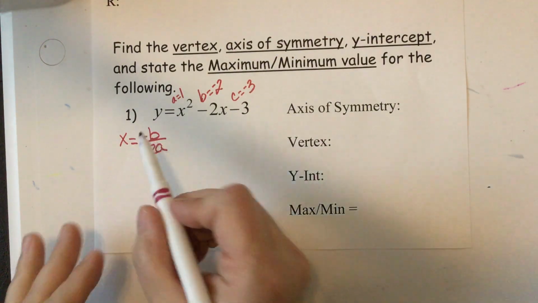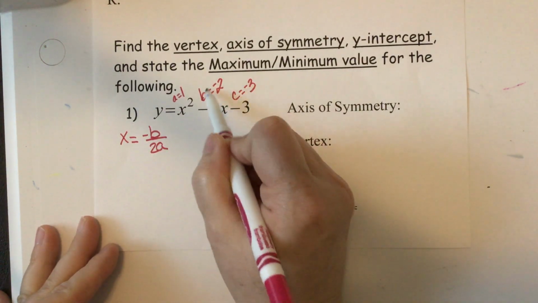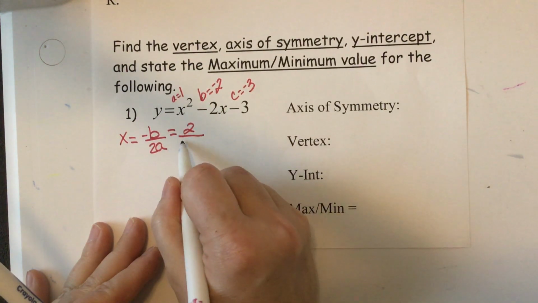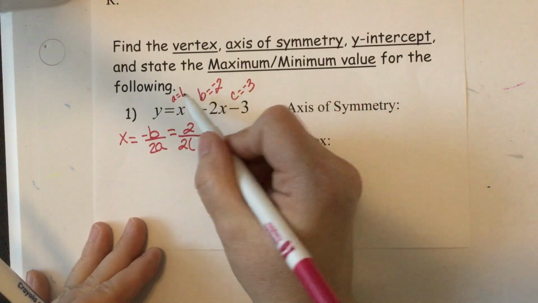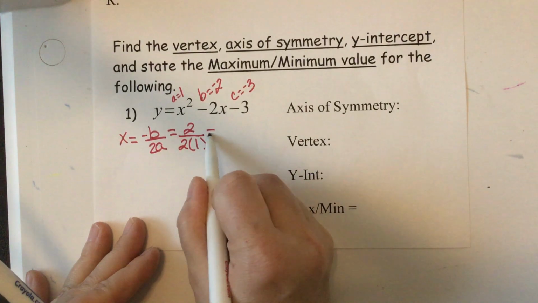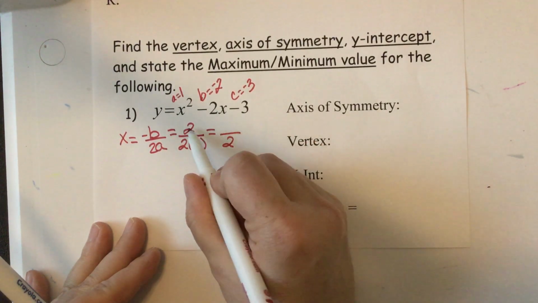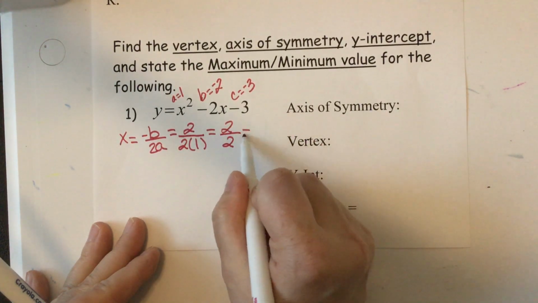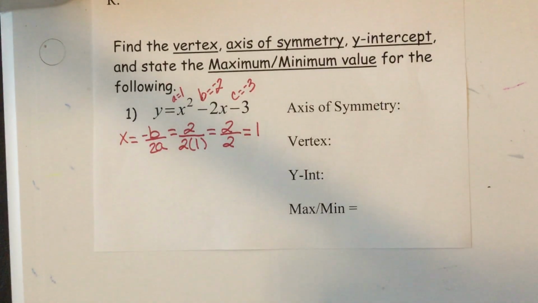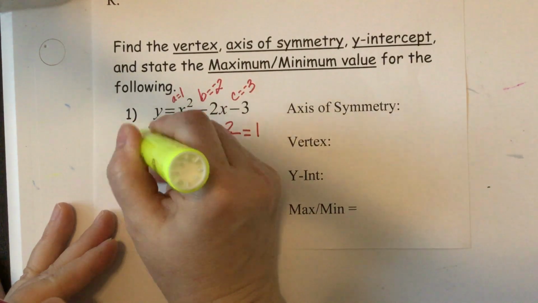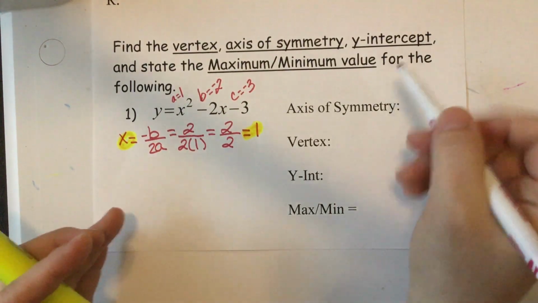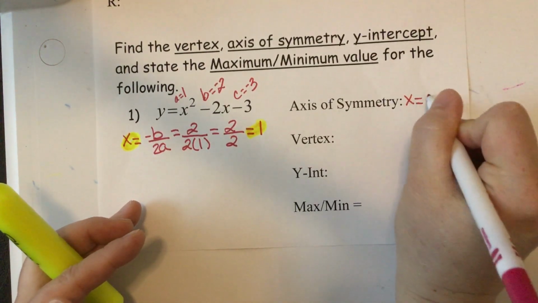So it wants me to take the opposite of B. So what's the opposite of a -2? A +2. Then to take 2 times our A, and our A is a +1. So what is 2 times 1? It is 2. So recopy the 2, so I've got 2 over 2, and 2 divided by 2 makes 1. So my axis of symmetry is X equals 1. So I'm going to come over here and I'm going to write X equals 1.